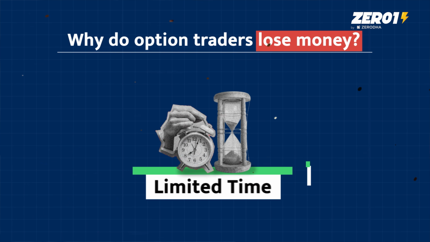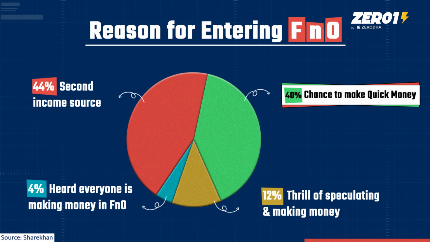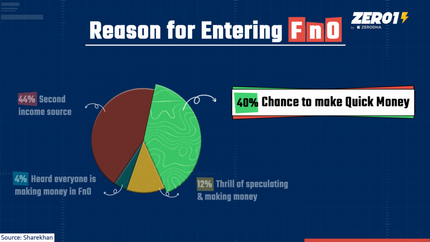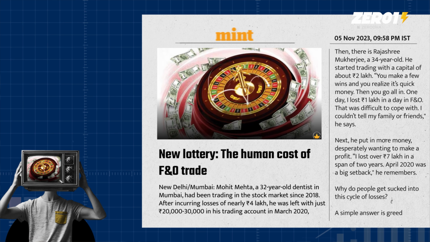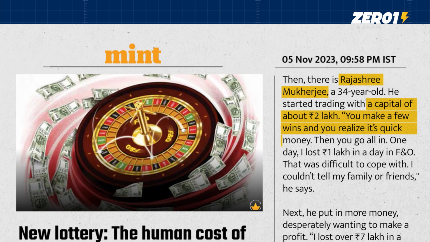The second reason is just plain lack of knowledge. There was this survey over here where the survey said 40% people enter FNO because they think they can double their money quicker. Now, when you start trading, you could lose money or make some money. So let me tell you two interesting stories we found. Here's a story of one guy who started trading with a capital of 2 lakh rupees. And he says, you make a few wins, then you realize it's quick money. Then you go all in. And one day I lost 1 lakh rupees.